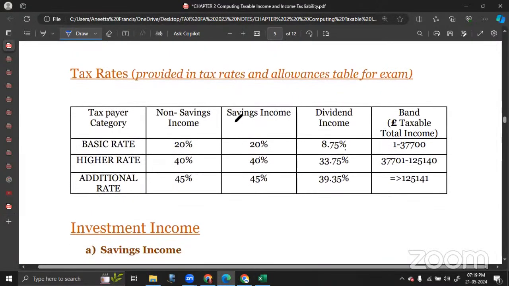Then this is the table. This will be provided in the examination, but in a different format. But the same contents will be available in the tax rates and allowances table towards the left-hand side of your CB practice platform. So, starting off with the 3 categories of taxpayers: basic rate taxpayer, higher rate taxpayer, additional rate taxpayer. The category is decided on the basis of total taxable income.